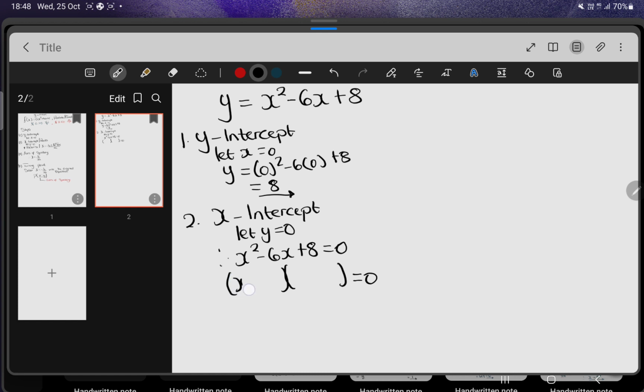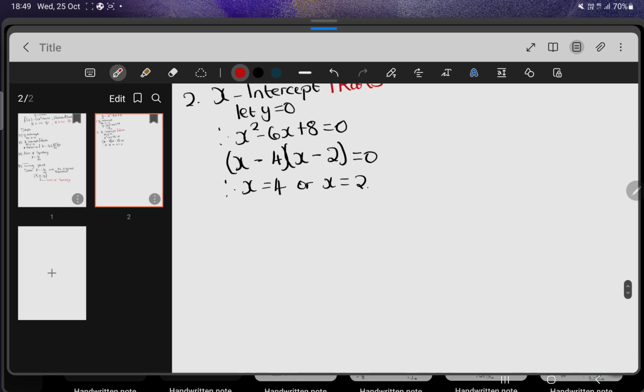That will be x here. Then we have the factors of 8. That will give you negative 6. We've got 4 and 2. Then both of them should be minus. Then we can say x is equal to 4 or x is equal to 2. So that is the x-intercept, or we call it the roots.